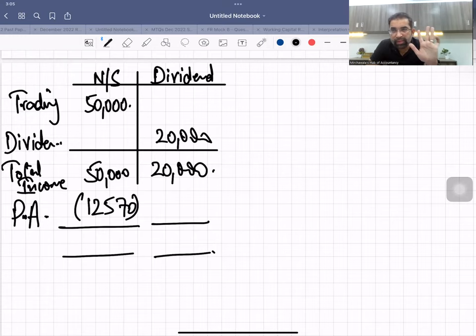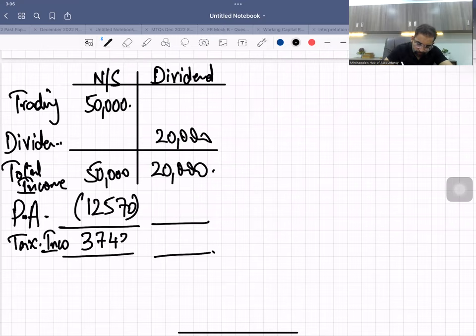For example, if you have a non-saving income of 10,000, you will use the first 10,000 of the personal allowance against non-saving income, and then the remaining personal allowance against dividend income. So your answer is, and this is 20,000.